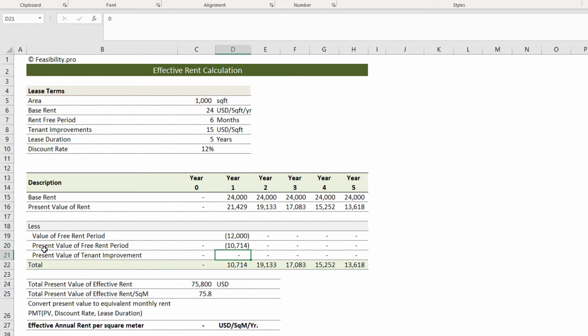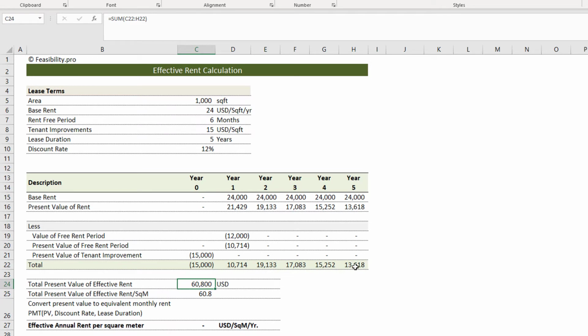And then we have a tenant improvement, which we are going to do just before the start of the lease. So this amount is also negative, because this is a cash outflow for the landlord. And the tenant is asking for $15 times the area. So you have 15,000. The present value of this will remain as it is because it is happening as of today. So this is my total present value over the 5-year lease duration. And we just sum this up, to give me the total present value of effective rent.